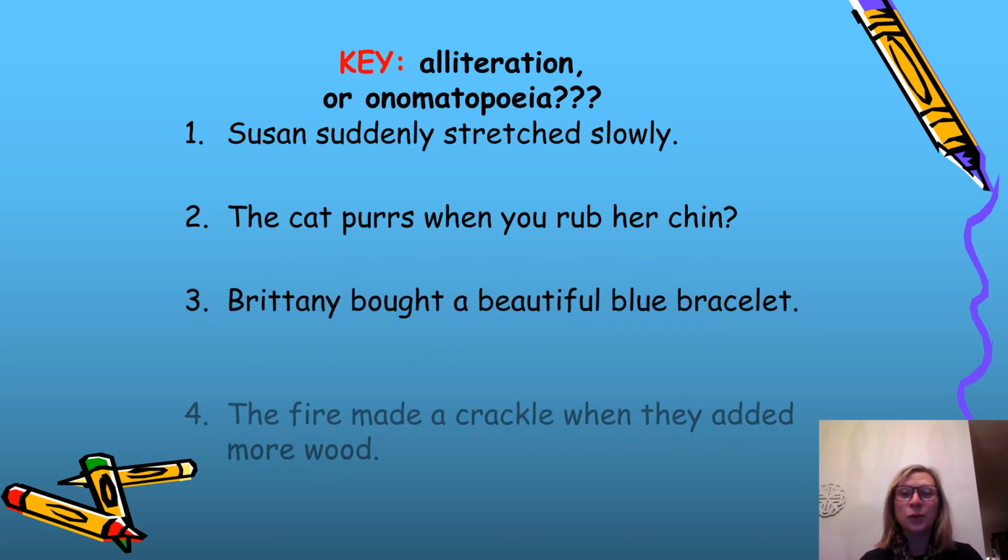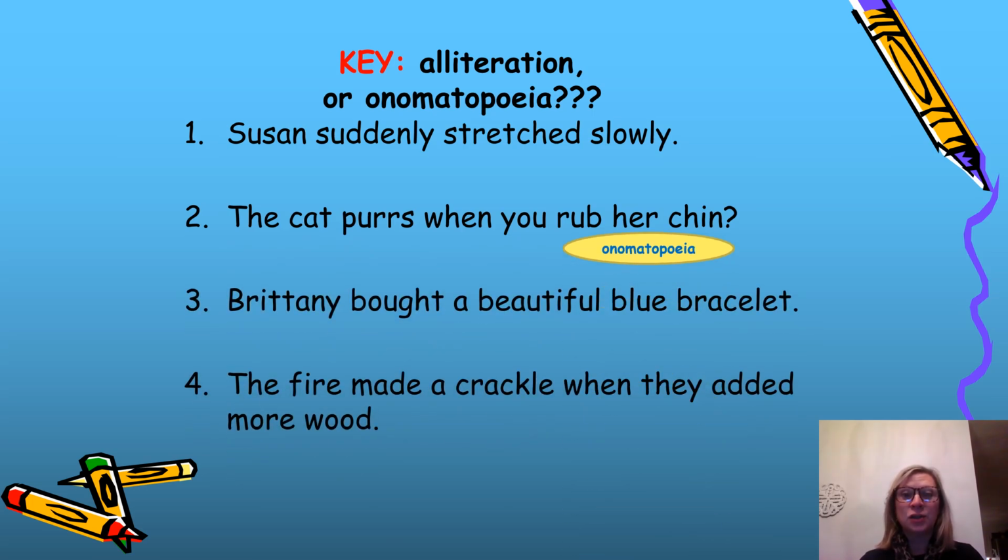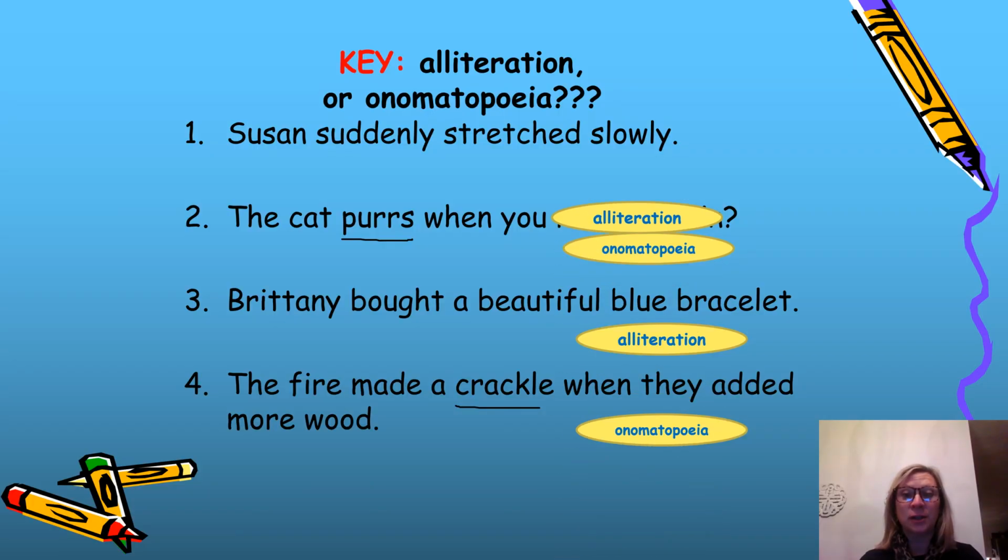So here are all those ones that we just did, and let's check. Those two are onomatopoeia because of purrs and crackle. And Brittany bought a beautiful blue bracelet is alliteration. And Susan suddenly stretched slowly is alliteration. We have all those S's that are repeated, so that's sound. And then for Brittany, bought a beautiful blue bracelet. Okay, excellent.